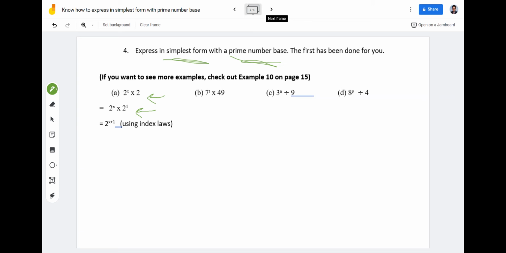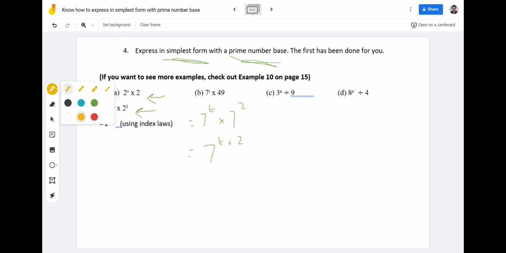All right, let's have a go at B. 7, that's a prime number, but 49 is not a prime number. Can we write 49 as a prime number? Yes, we can write it as 7 squared. So it's 7 to the power of t times 7 squared. Now using our index laws, we can add those two together. 7 to the power of t plus 2. Nice.